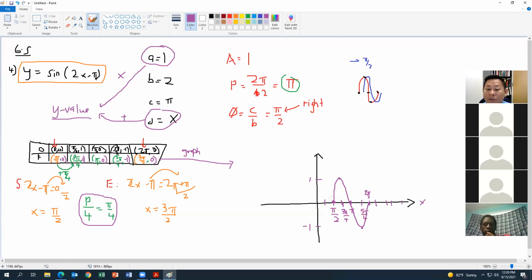That's why you start at pi over 2. And if you look from this to this, that is your period, which in this case is pi. If you take 3 pi over 2 and take away pi over 2, the whole period is pi. So this is your sine wave. However, your question did not ask for a sine wave. Your question asked for what? Cosecant.